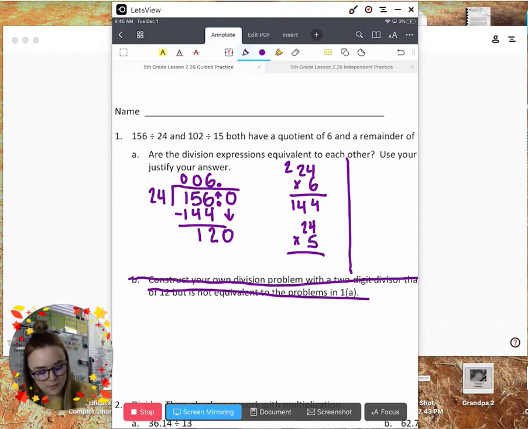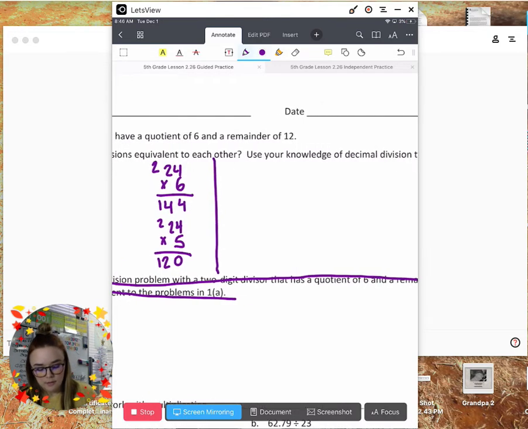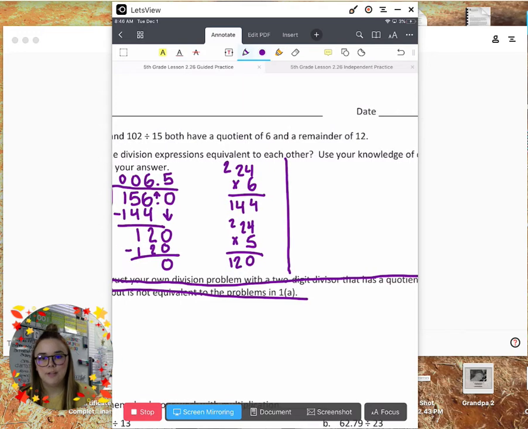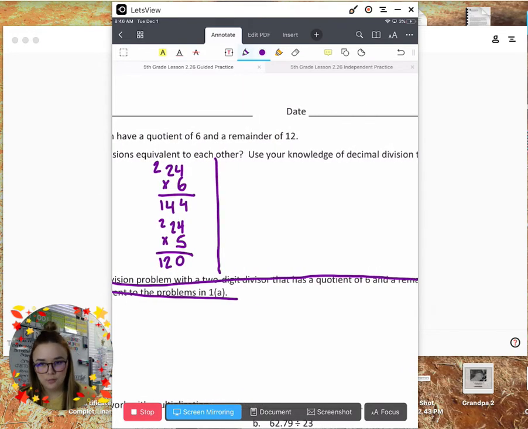So 5 times 4 gives me 20. And 5 times 2 gives me 10, plus 2 more gives me 12. Perfect. So our 5 goes up at the top, and we subtract our 120 and get 0. So 156 divided by 24 gives us 6 5/10. All right, so let's keep that in mind. So let's move over, and we're going to divide 102 divided by 15.